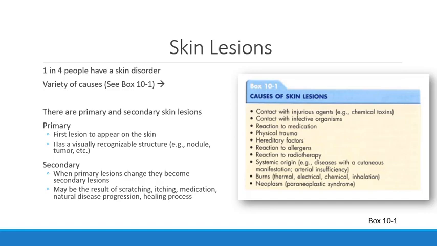1 in 4 people have a skin disorder. There are a variety of causes. There are primary and secondary skin lesions. A primary lesion is the first one to appear on the skin, and it has a visually recognizable structure to it. A secondary lesion occurs when the primary lesion changes. And this may be due to scratching, itching, medication, the natural disease progression, or the healing process.